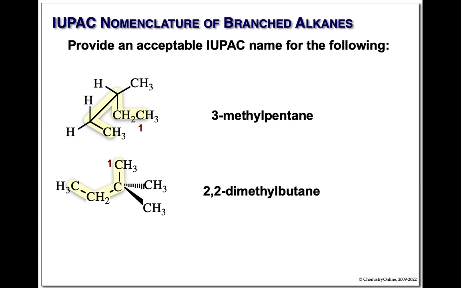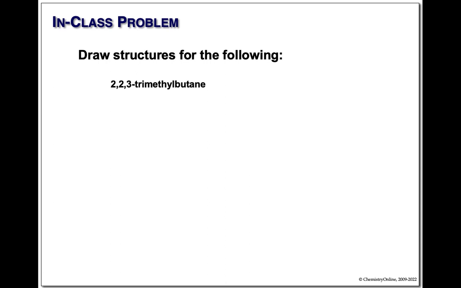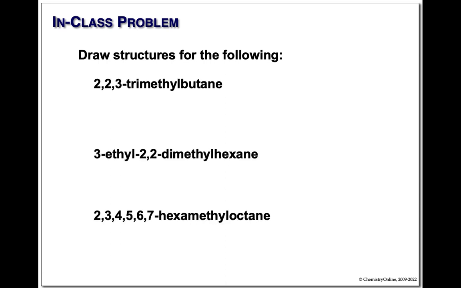Now, the other option for exams is to give a name and say, draw me a structure. Our first one here, it's a butane, 4 carbons, right? It has 3 methyl groups. 2 of them are on carbon 2 and 1 on carbon 3. See how systematic this is?